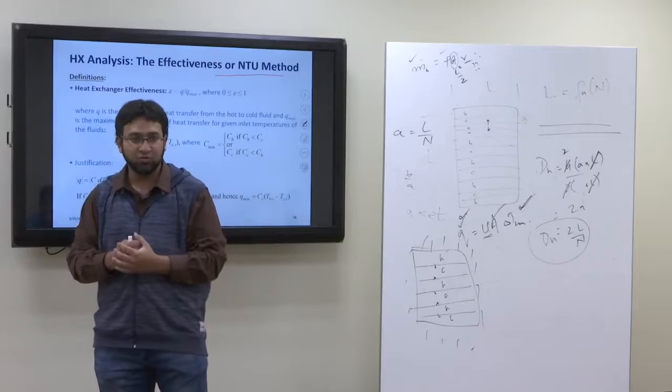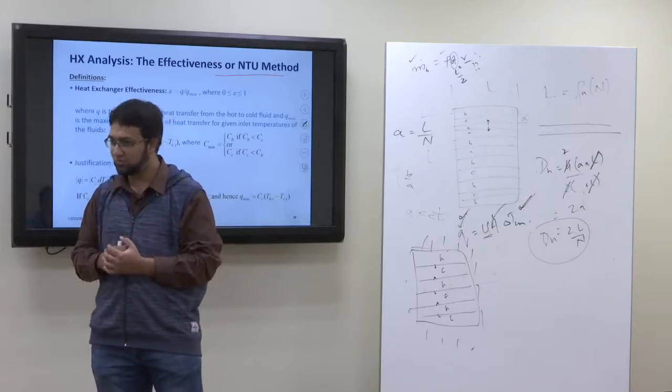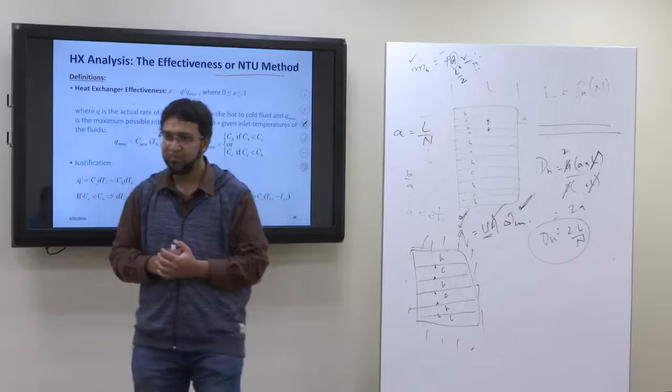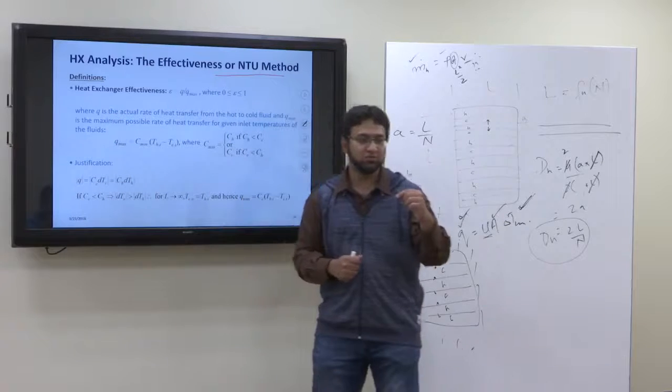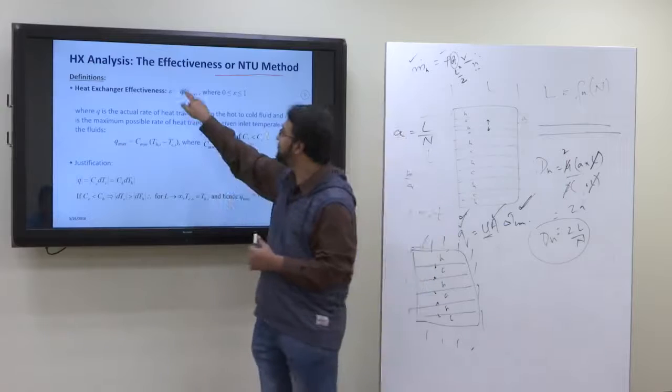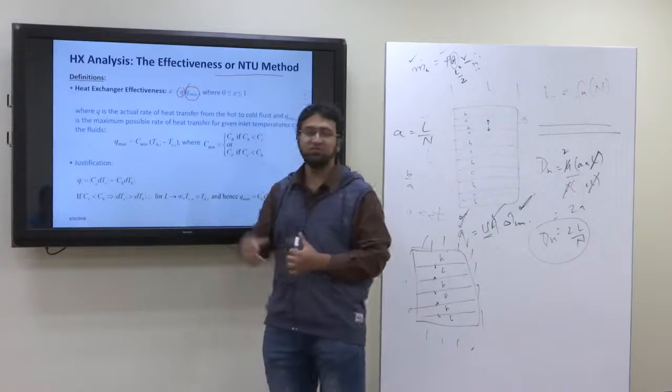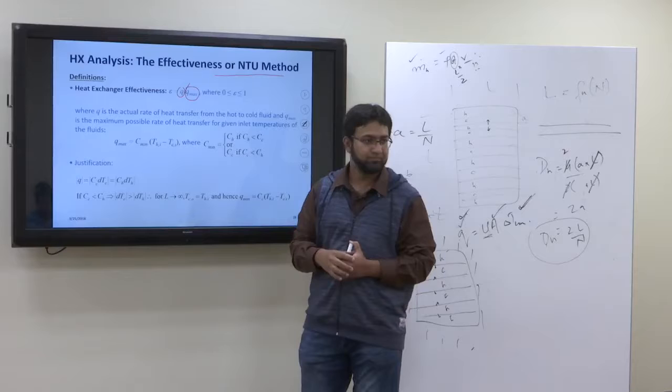Maximum it can transfer 20 kilowatts. Right now it is transferring 10 kilowatts. Okay, so that's the heat exchanger effectiveness: how much heat transfer is going through divided by what is the maximum possible heat transfer. Is it clear?